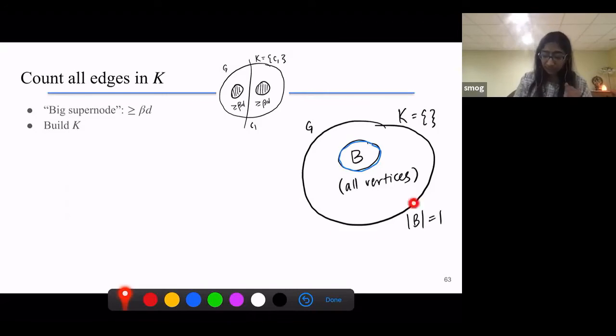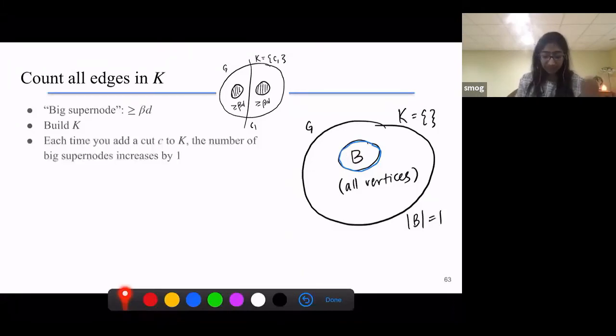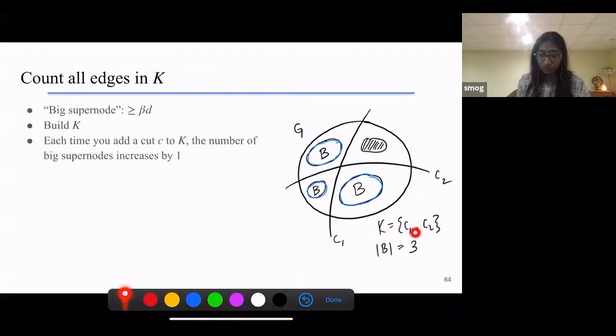So first, in the beginning, we start with K empty, right? And when K is empty, the number of big supernodes is 1. That's just a supernode of all vertices. And we're saying that each time you add a cut, the number of big supernodes increases by 1. So let's take a case in which we have 2 cuts in K. At some point we'll have 2 cuts in K, and there will be maybe 3 big supernodes in our graph.